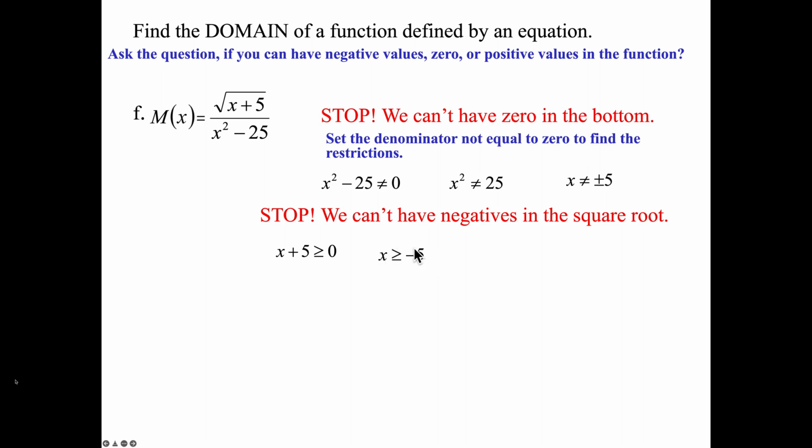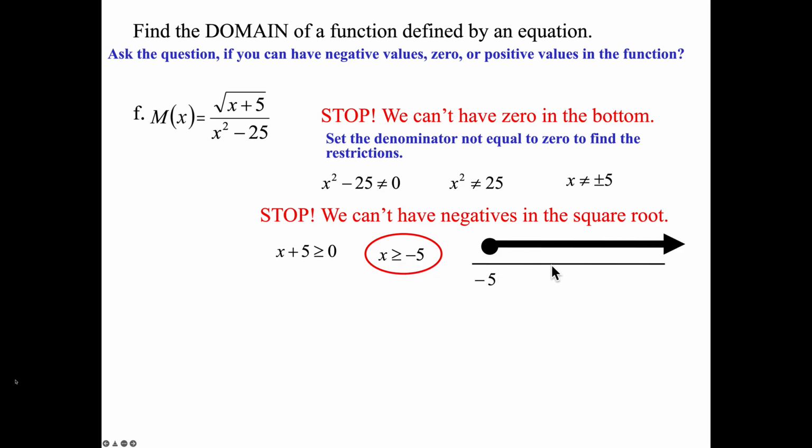Whoa, wait a minute. Time out. There is an equal to line here. This inequality says I can be equal to negative 5. But up here, the denominator said I can't be equal to negative 5. So what we do is we think about, all right, let's draw a picture of this inequality. Think of your number line. There's negative 5. This says I can be equal to negative 5 and have everything else off to the right. That's what I can have in the numerator.